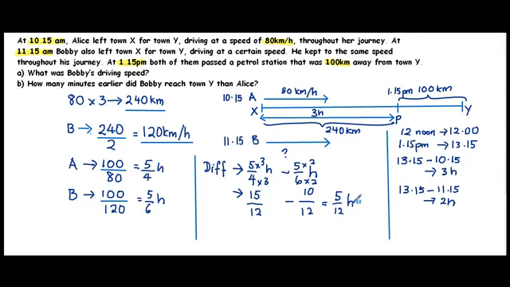To convert the fraction to minutes, 5 over 12 multiplied by 60 minutes would give us 25 minutes.